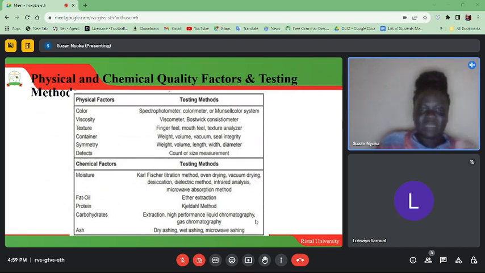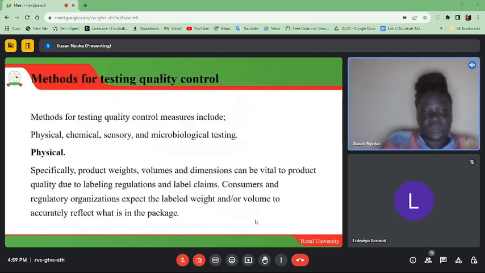So there are different methods you can use to test whether they are the colors you need, then the viscosity or the state you need, then the texture or whatever you need. Other methods for testing quality control, we have four methods. We have the physical method, the chemical method, sensory and microbial testing. Under the physical, here you look at the weight, the volumes, dimension of the products.